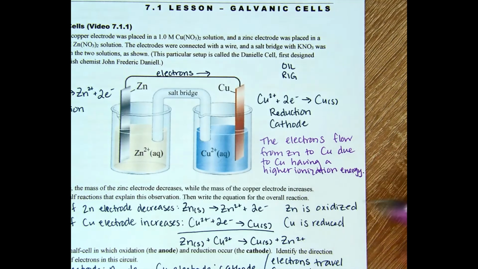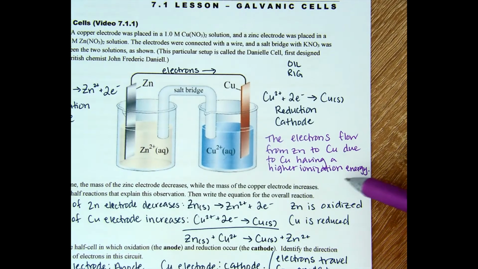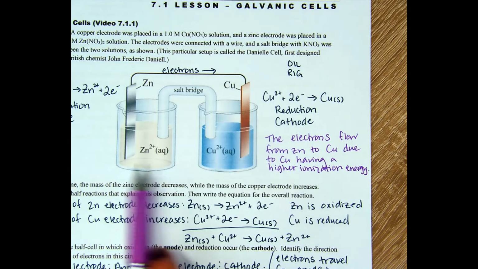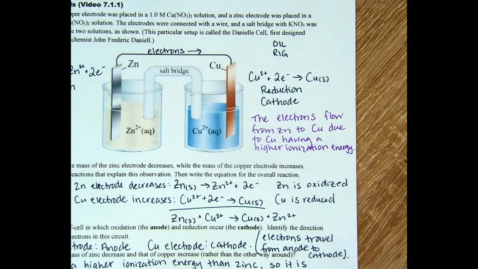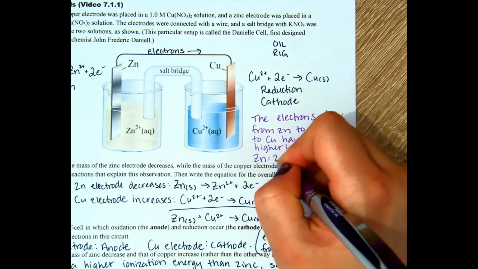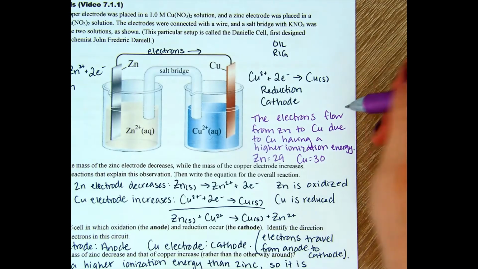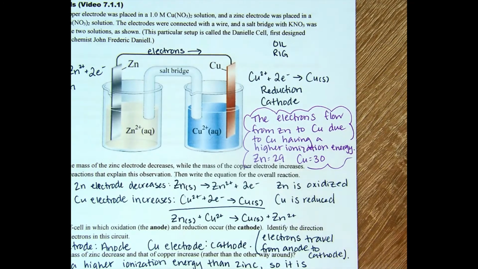And I'm harping on this because if you understand that the electrons are going to flow due to ionization energy, I can give you any 2 metals and you can predict which one's going to be the anode and which one's going to be the cathode. And from that, you can tell me which way the electrons will move and you can write your reduction and your oxidation half reactions with no problem. So in this particular example, zinc's ionization energy is 29 and copper's is 30. So you don't need to have a huge difference there, but you do have to have a difference. If you don't have any difference at all, no electrons will be flowing.